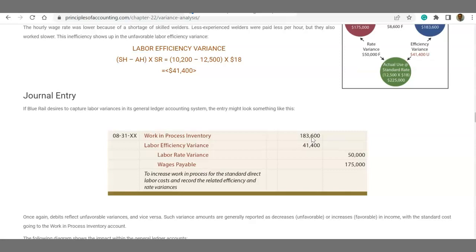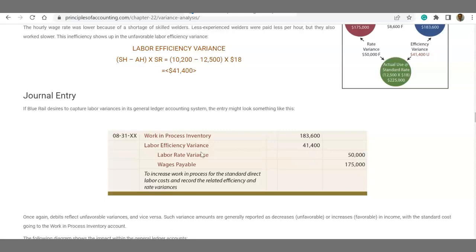However, we have a wage payable of only $175,000. So we have less wage payable, but our work in process for the direct labor will be debited big time for 183,600, more than whatever we are actually paying. Because this is the standard labor, we always want to put the standard numbers into work in process for material, for labor, for overhead.